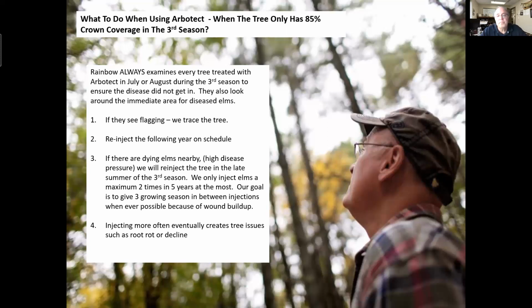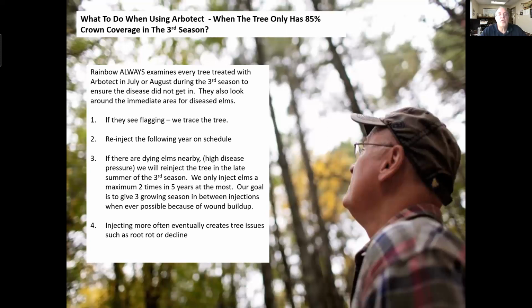But the other thing is, if you inject trees too often, you get a buildup of wounds, and they'll continue to build. And at some point, the tree will start to fail. What we found is that if you treat the trees once every 3 years with an injection, at least an elm tree, the wounds are buried deep enough in the tree that it's like you're putting wounds in for the first time if you do it every 3 years. That's most trees.